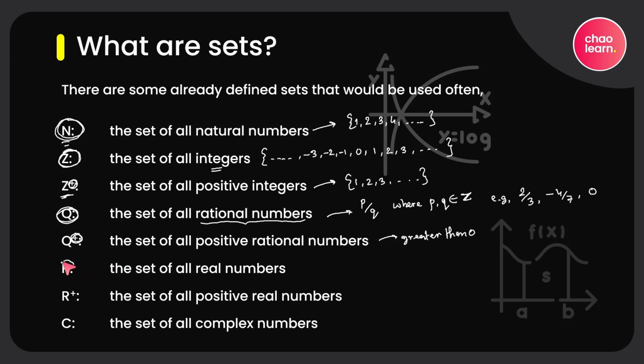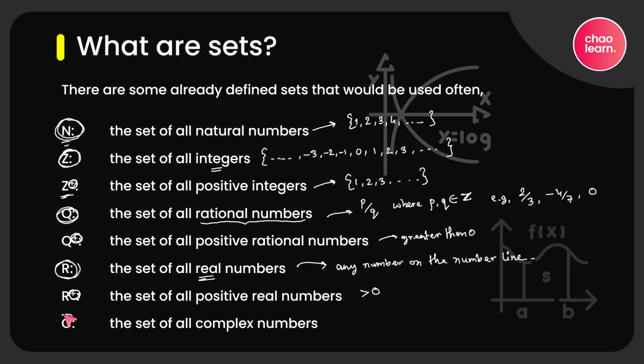Next comes the capital R. Capital R here represents all the numbers that are present on the number line. It might be rational, it might be irrational, doesn't matter. All the numbers. So let me write, any number on the number line belongs to this set of real numbers. These are real numbers. Next one is R plus, right? This small plus represents all the real numbers that are greater than 0. So all the positive real numbers.